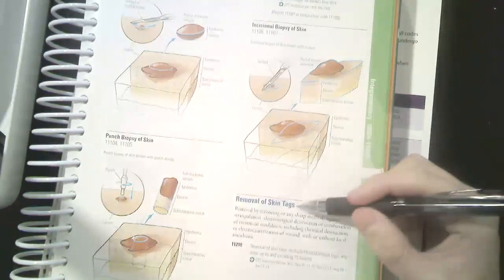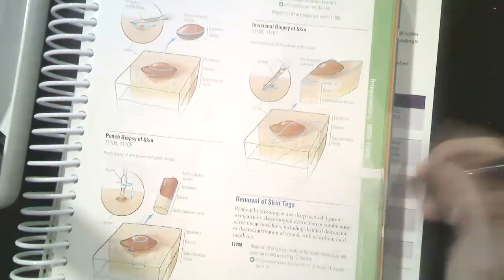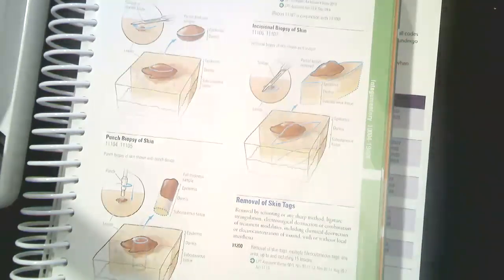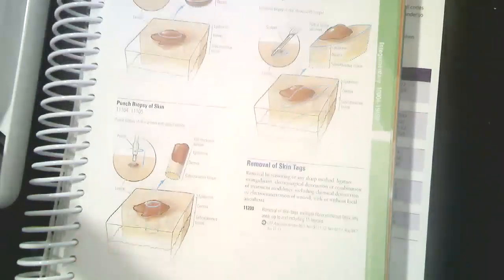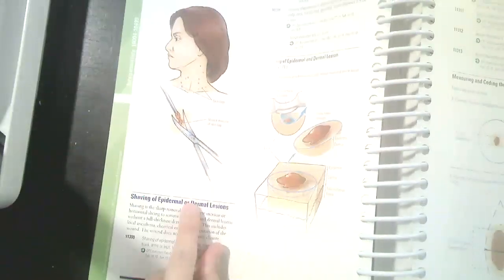On page 99 is where we get to the removal of skin tags. I only point this out because you will notice when we look at lesions, which we deal with a lot of lesions in this section, most of the codes will say except for the removal of skin tags. So that's its own section, right? And then we get into shaving of epidermal or dermal lesions. So those are not quite as deep as some other lesions that we might be dealing with.